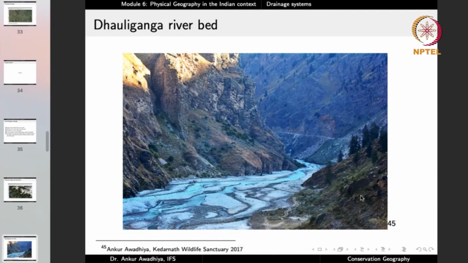This is a tributary of the Ganga, the Dhauli Ganga, and you can look at the river bed, and you can find that it has formed a very deep valley. So on both the sides you have the mountains, and these mountains have been cut down by the river as they were increasing in height, as they were elevating, and this is the current bed, and this bed is all full of sediments.